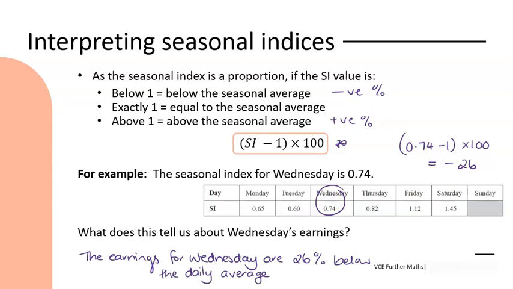And so the important thing here is that you're identifying it is below, and by how much, what percentage. Often these are multiple choice questions. And so the other interpretation could be that Wednesday's earnings are 74% of the daily average. So not necessarily what the change is, but what exactly does that 0.74 represent. So in that case, it's just turning that into a percentage.